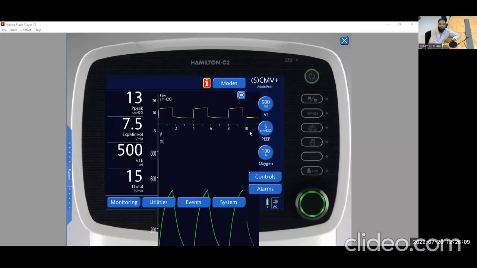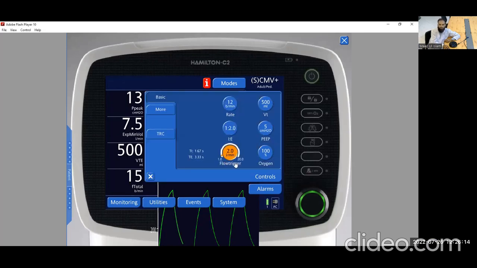So during ventilation, we go into controls. This is the flow trigger, or the threshold, which is set by the end user. This is 2 liters per minute, then 3 liters per minute, this is 4 liters and this is 5. So 5 liters per minute is a very high flow trigger threshold, meaning low sensitivity. We should set it between 2 to 3 liters per minute. This is a good flow trigger sensitivity.